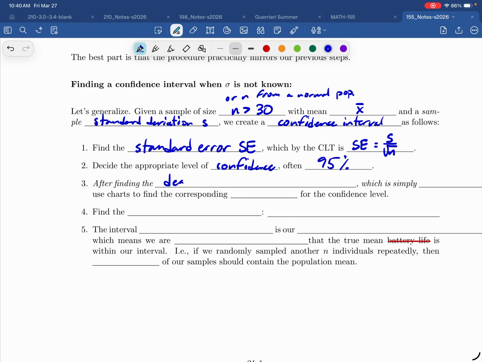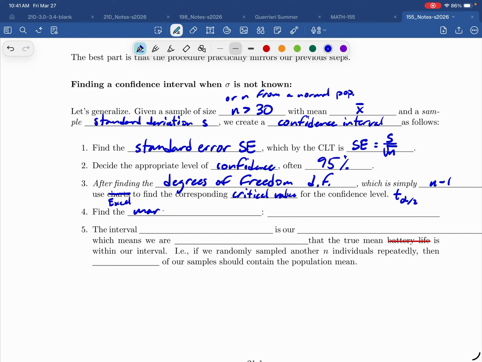After finding the degrees of freedom, which is simply n minus 1. There's a technical reason why we use this, but df, our degrees of freedom, is just sample size minus 1. We use charts, or in our case, we're going to use Excel to find the corresponding critical value. And the critical value is going to be T alpha over 2. Remember last time it was Z alpha over 2? This time it's T alpha over 2. It's called the student's T distribution.